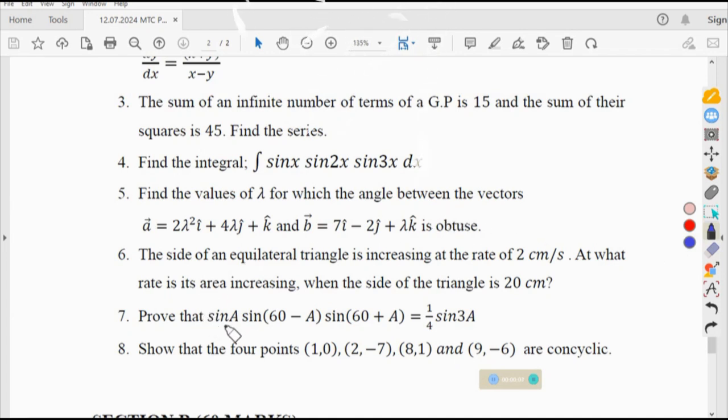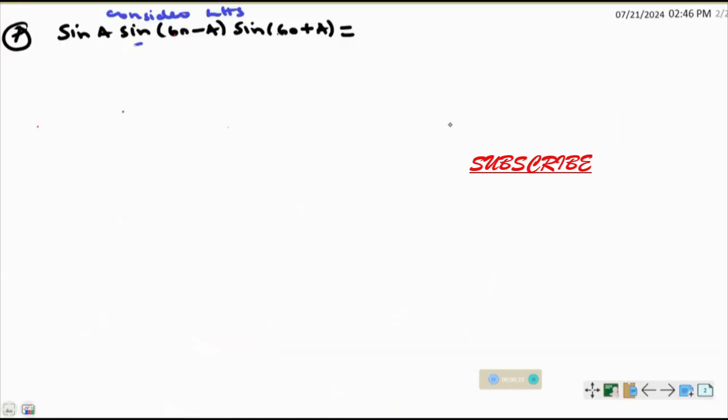Question number 7. We need to prove that sine A times sine of 60 minus A times sine of 60 plus A gives a quarter sine of 3A. Let us look at the solution.